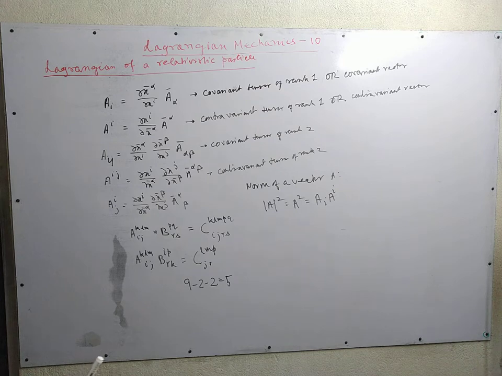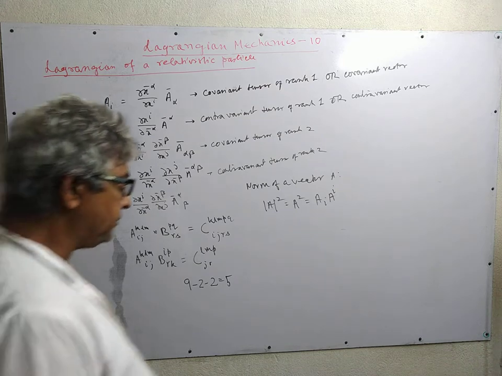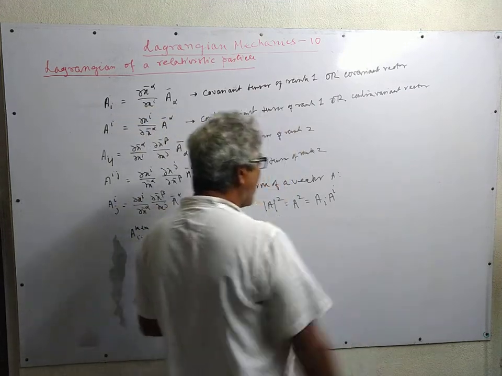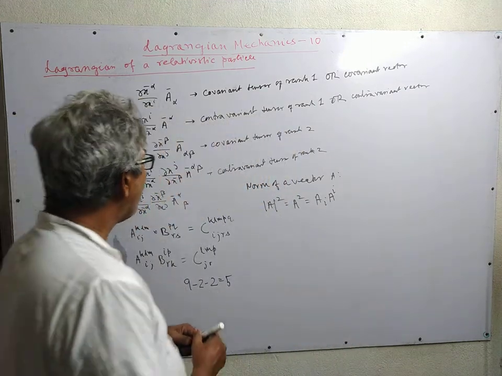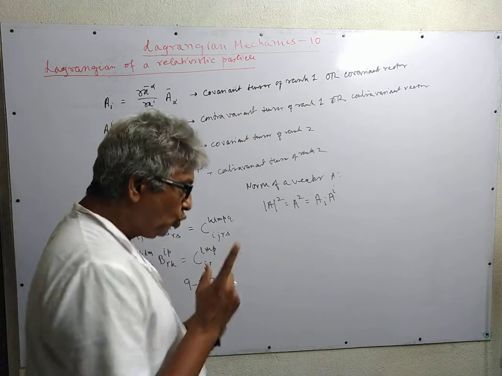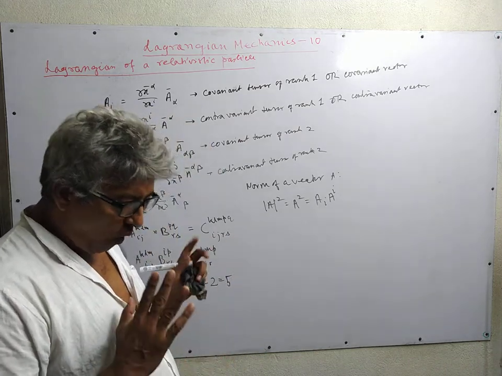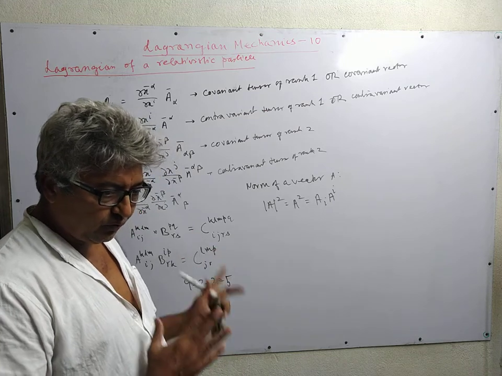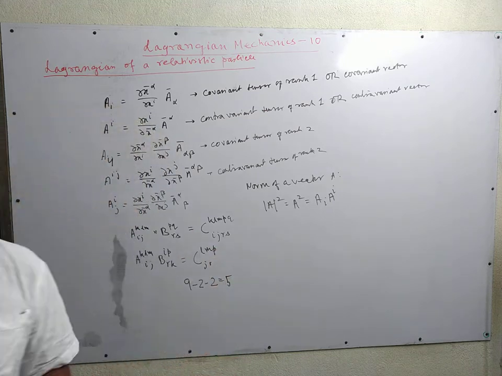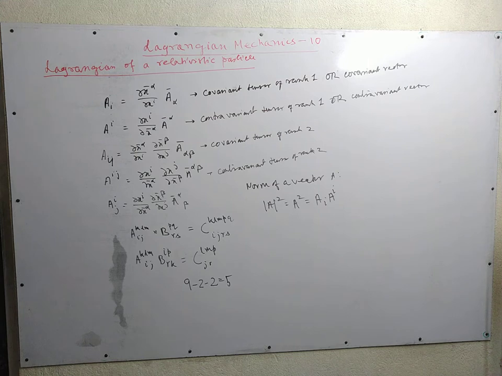If we go to the special theory of relativity, then we define a 4 vector. A 4 vector is one which is a vector having 4 components in the 4-dimensional Minkowski space, such that they transform from one inertial frame to another inertial frame via a Lorentz transformation.